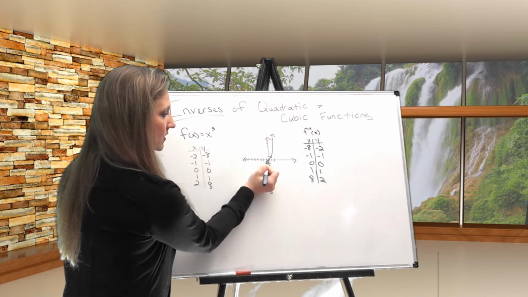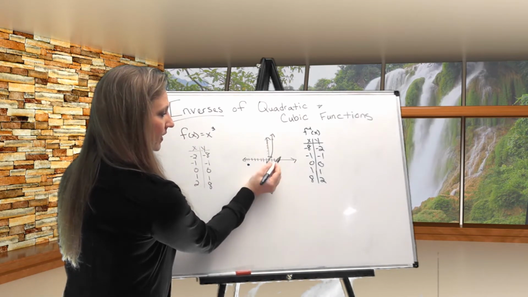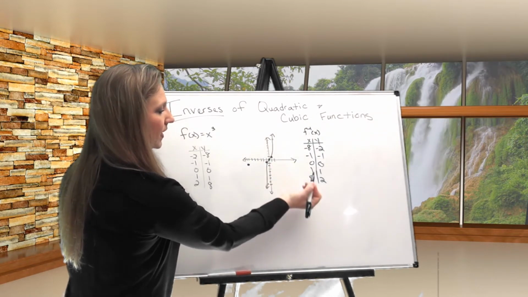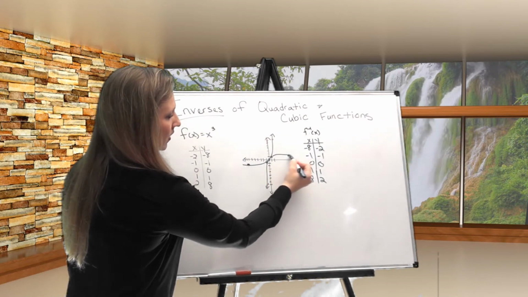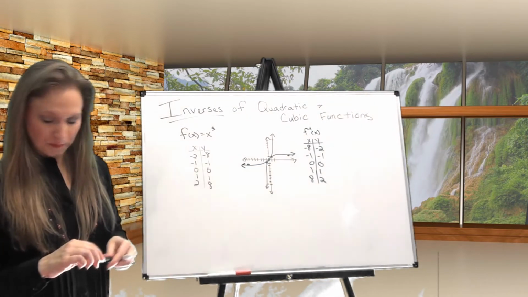So -8, -2, -1, -1, 0, 0, 1, 1, and 8, 2. It's going to be about right there. So that is what the inverse graph is going to look like.